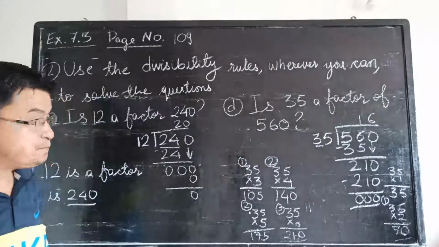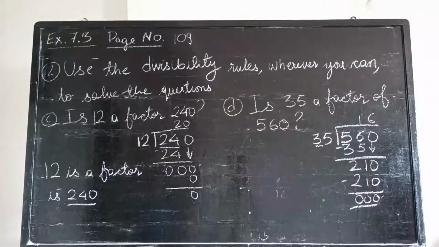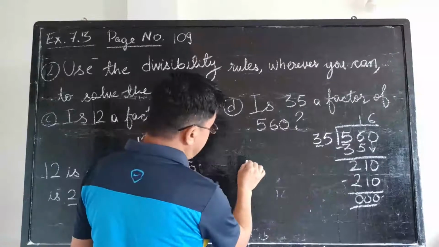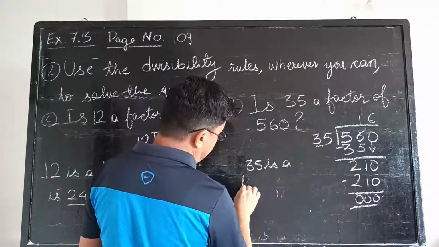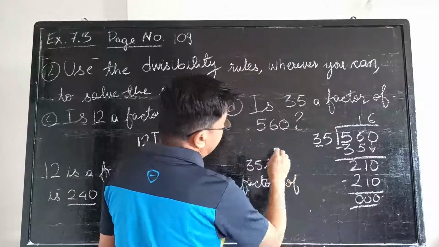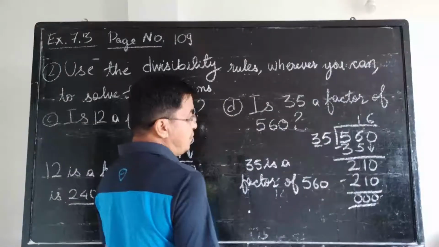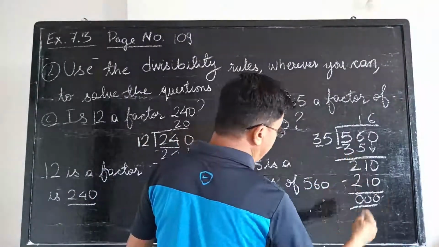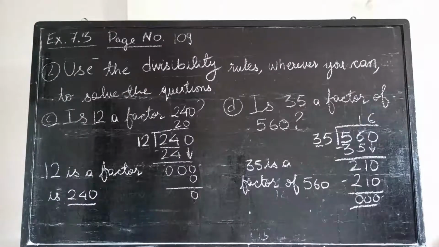So 35 is a factor of 560. So we will write here, 35 is a factor of 560, since it can divide 560 exactly with no remainder. So 35 is a factor of 560.